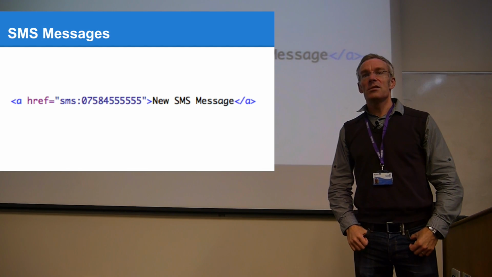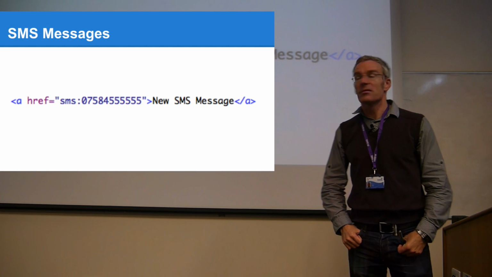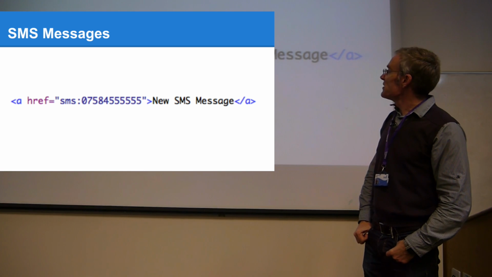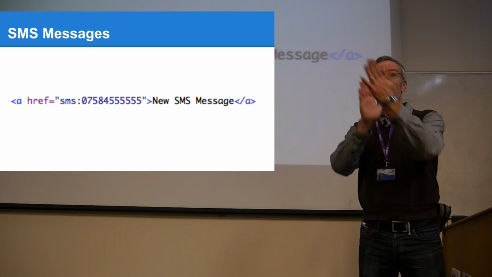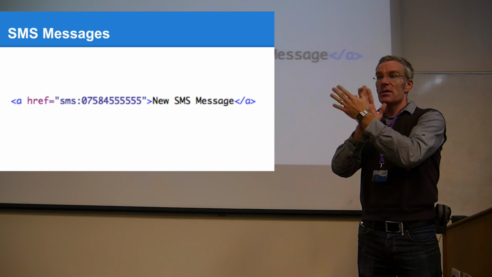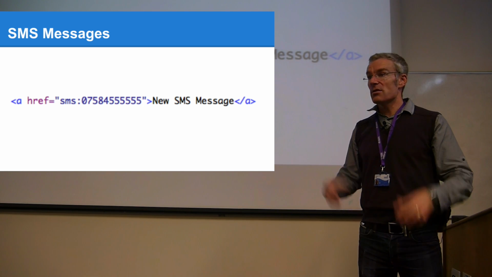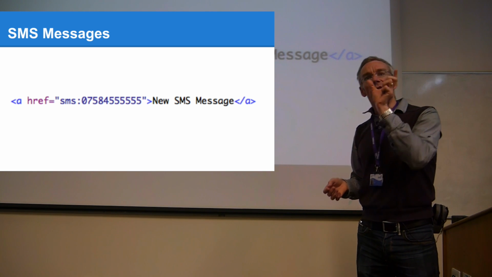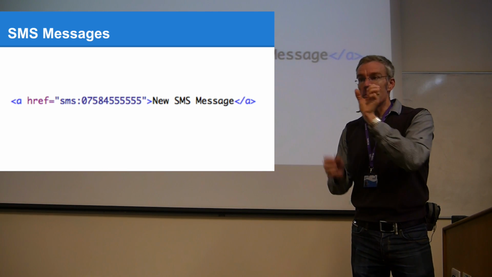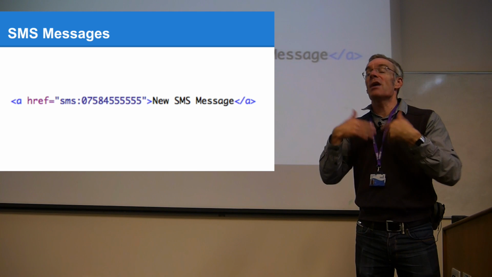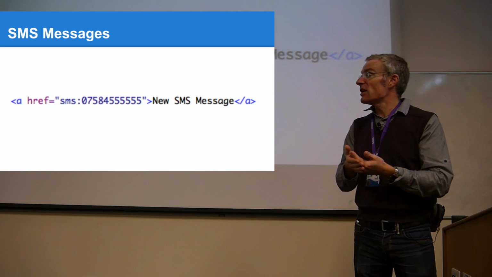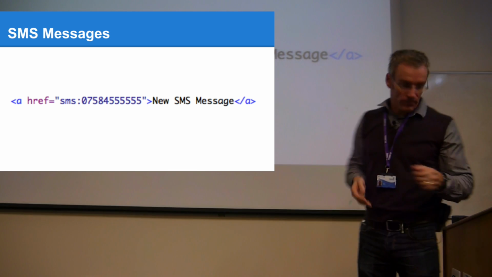Text messaging uses the SMS prefix, and when they tap on that one, it pops the text messaging screen over the top and allows them to send a message. So really simple little one-liner bits of code, and if you use these in the right places, it's going to make your app much more useful, isn't it? And much more user-friendly.